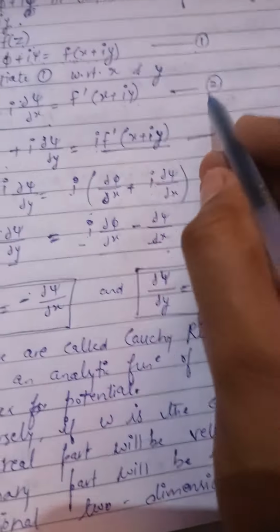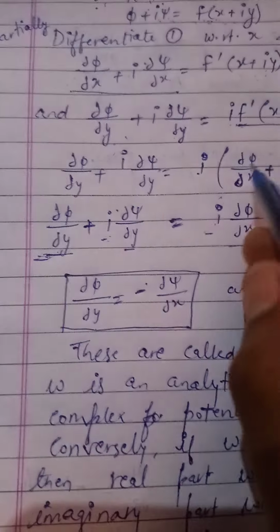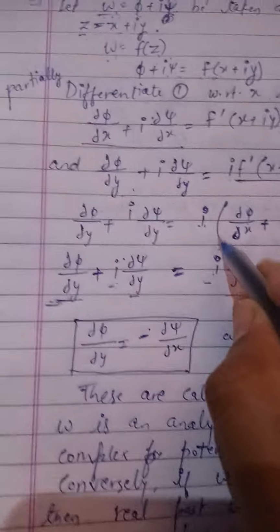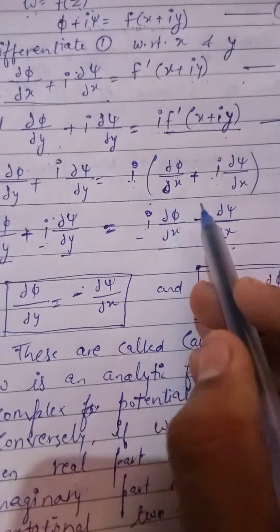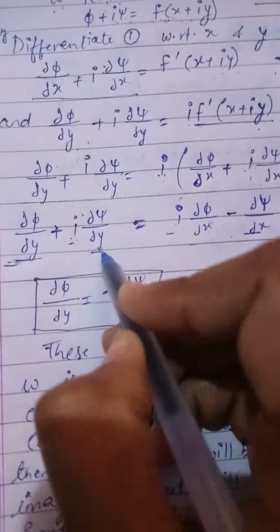Then we substituted this f dash of x plus iy value from 2 into 3. So i into i becomes i square, and i square is equal to minus 1. We open this bracket, so i into this one, and i into i square, so this is minus 1 into del psi by del x. The left side is the same, we just write it again.